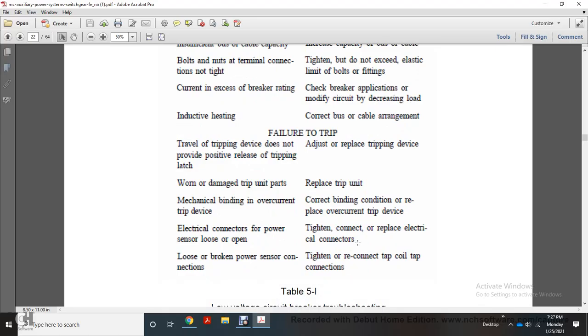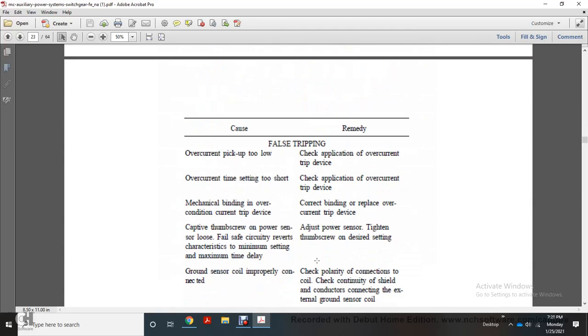Release of the tripping latch: adjust the tripping device. Worn or damaged trip unit parts: replace the tripping unit. Mechanical binding of the overcurrent trip device: correct the binding condition or replace the overcurrent trip device. Electronic connectors for power sensor loose or open: tighten connectors. Replace electrical connectors. Loose or broken sensor connection: tighten or reconnect. Check the tap coil tap connections.